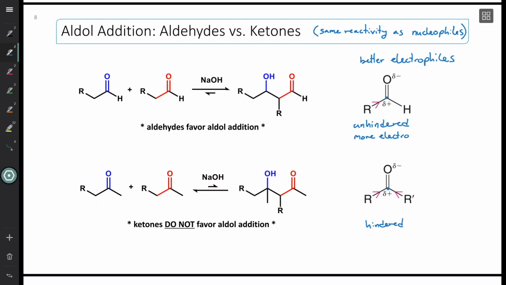The aldehyde is also more electrophilic. To be electrophilic, you want to be electron poor, and the aldehyde only has one R group helping it out, donating electron density, whereas the ketone group has two R groups donating electron density. So it's still electrophilic, but it is less electrophilic.